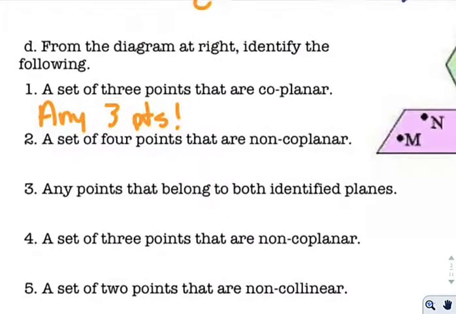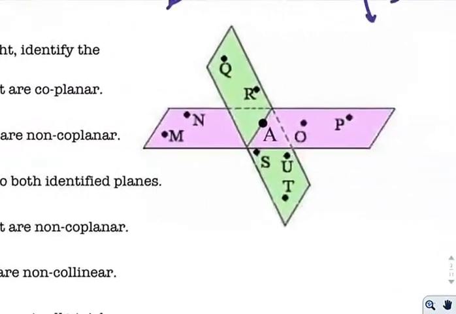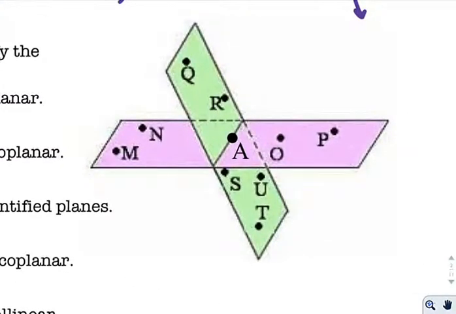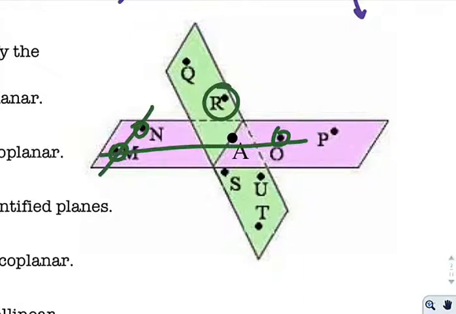So a set of 4 points that are non-coplanar. Well, this one actually has almost as many answers. Basically, you just can't pick 4 points that exist on the same surface. So I can pick M, N, O. As long as I don't pick A or P, I have a 4th one, which altogether would be non-coplanar. If I pick M, N, O, and then add R, that would be a non-coplanar set because they couldn't all exist on the same surface.